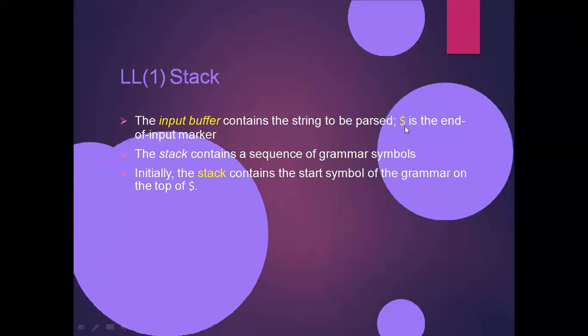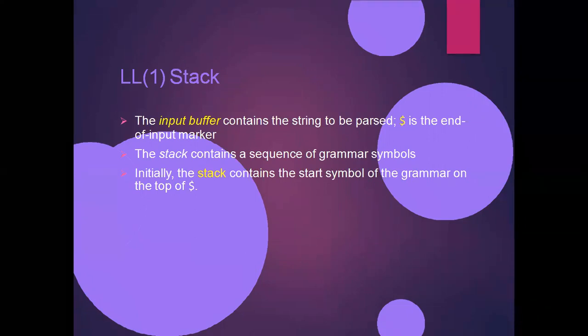What it means is if the look ahead symbol moves forward and it looks at the dollar, then automatically that is the end of input marker. And here the stack contains a sequence of grammar symbols, because we are using the production rules from the given grammar.